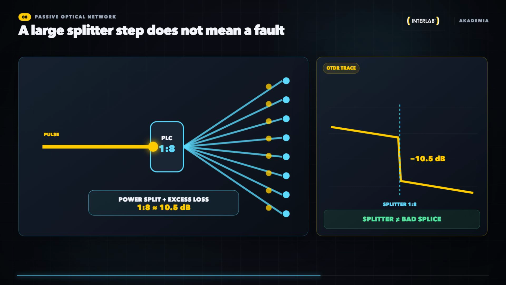It is not a fault, and it is not a terrible splice. In passive optical network mode, the event must be identified as a splitter and evaluated against its own threshold. A normal splice limit would fail it immediately.